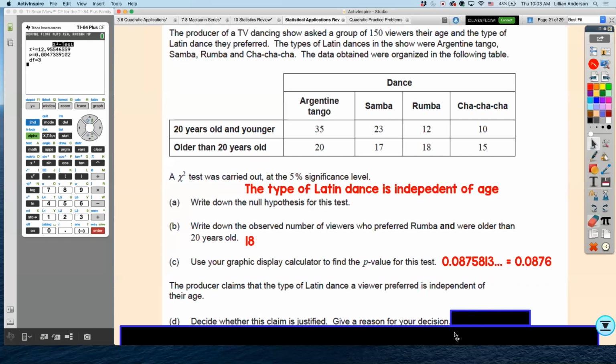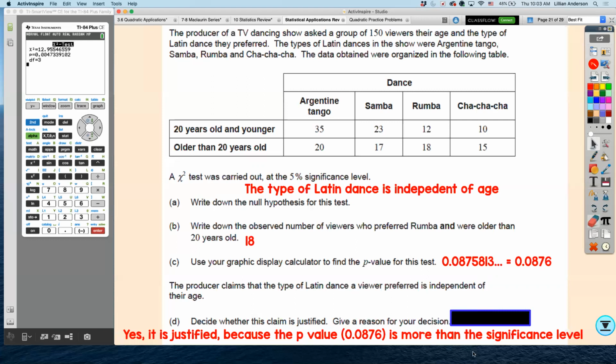I made the statement. Okay, so the statement provides the reason, supported as well with the numbers. So yes, it is justified. Yes, we accept that null hypothesis. We accept that claim because the p-value is more than the significance level. Put that there as well. Doesn't hurt to compare the values as well.